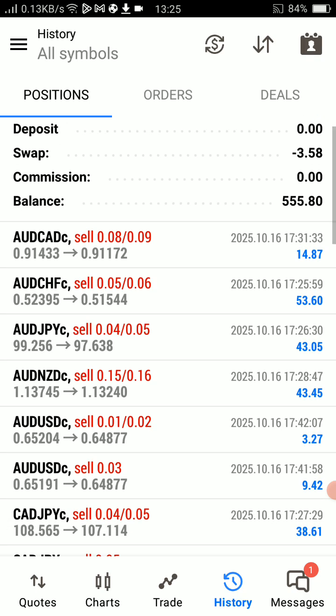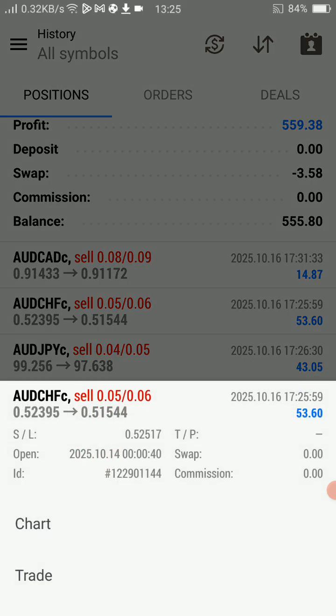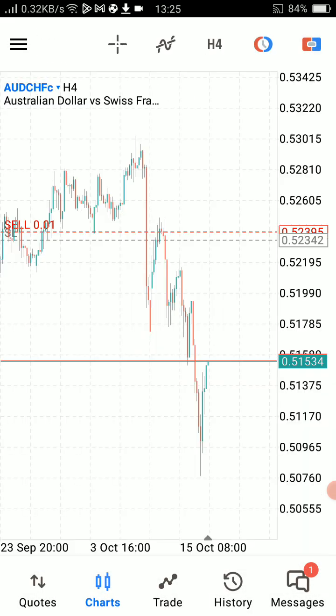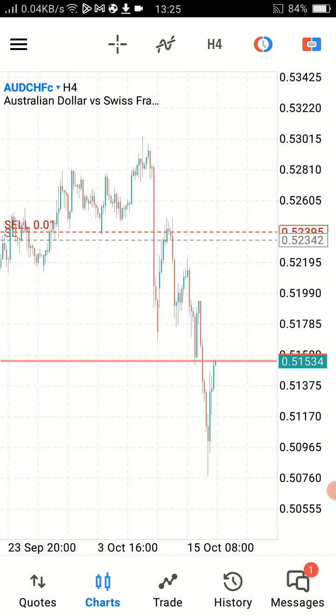Well, first of all, from a fundamental point of view, the Australian dollar is a commodity currency heavily tied to global risk appetite and Chinese demand, with growing concern about a global slowdown. The AUD, of course, is going to be under pressure. I mean, it's under pressure.